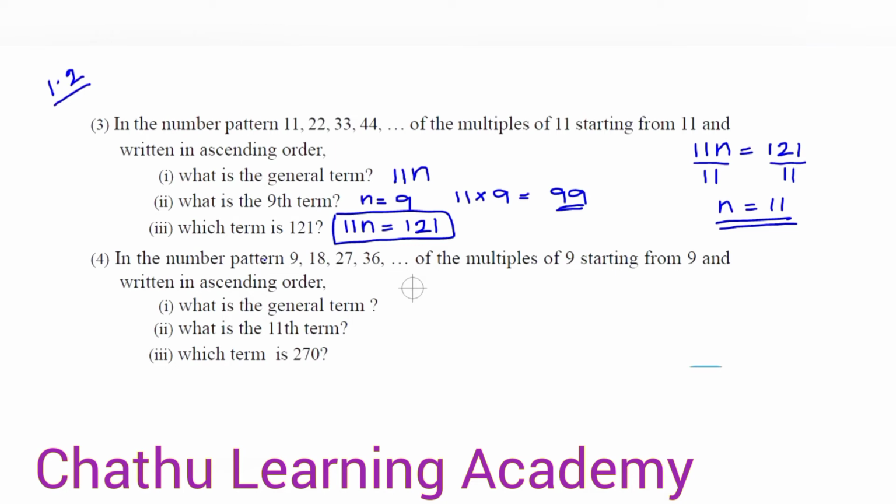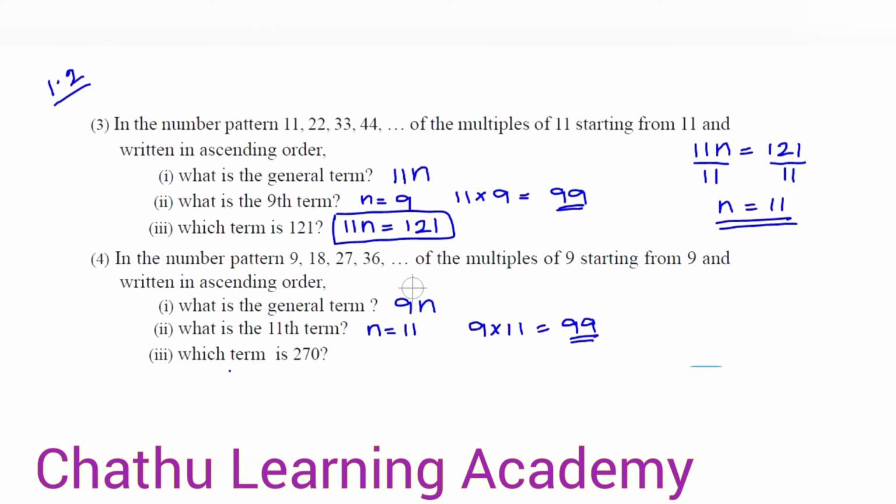Fourth one: in the number pattern 9, 18, 27, 36. Here they have given the multiples of 9. Then the general term is 9n. What is the 11th term? They have given the value for n. 11th term, n is equal to 11. Then we can substitute 9 into 11, 99.